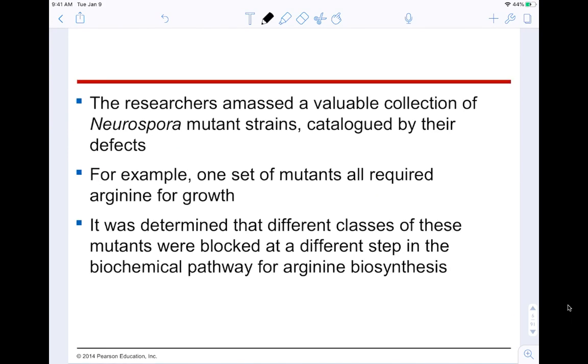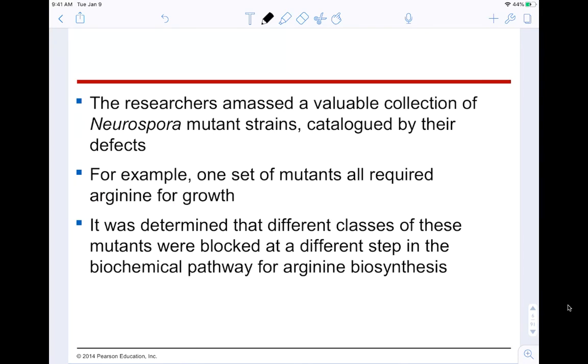So let's talk about that a little bit more. The researchers amassed a valuable collection of Neurospora mutant strains and cataloged them by all of their different defects that were created by turning on and off certain genes. For example, one set of mutants all required arginine for growth. And this is one of the things that they found out after subjecting them to X-rays.